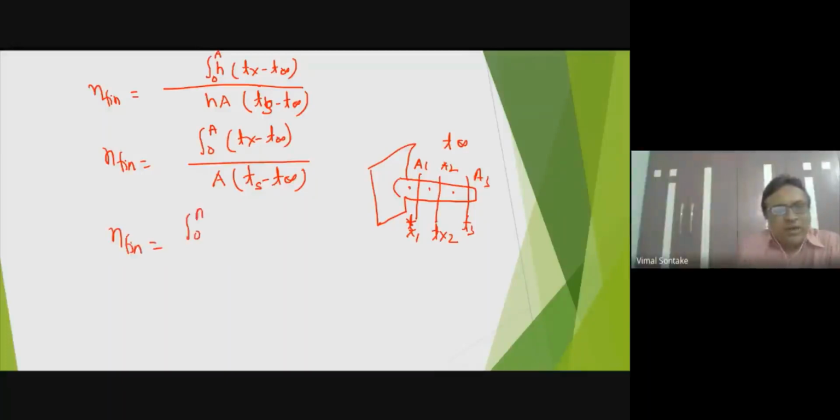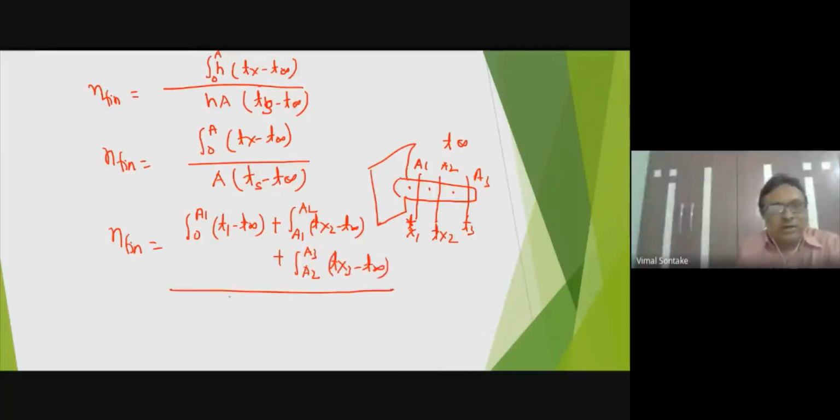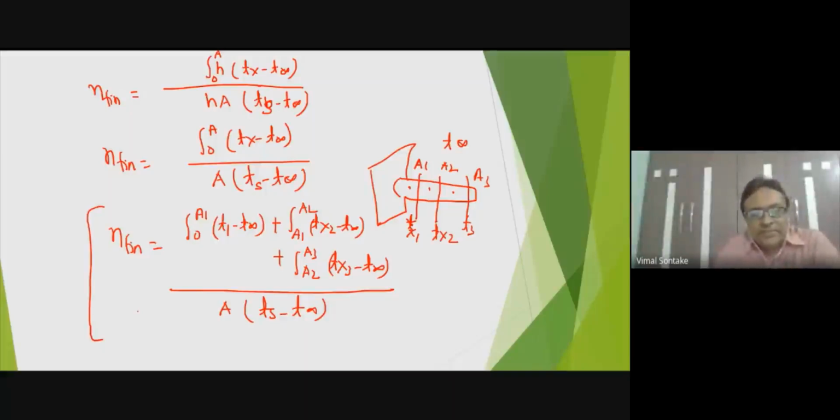0 to A1, Tx1 minus T infinity, plus A1 to A2, Tx2 minus T infinity, plus A2 to A3, Tx3 minus T infinity, over the total area of the fin, that is, the maximum heat transfer if the entire fin surface is at the base surface temperature. So this way I can calculate fin efficiency.